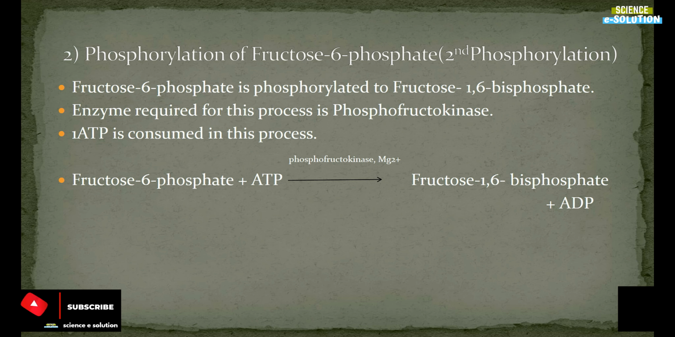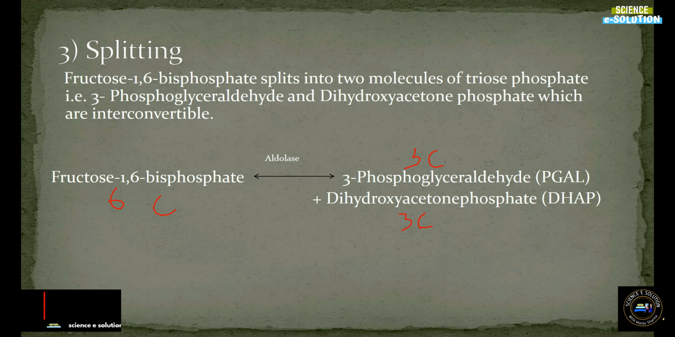Students, we are discussing the details of glycolysis reactions. Then the next and very important step is splitting. This fructose 1,6-bisphosphate splits into 2 molecules. This is a 6-carbon molecule which converts into 2 3-carbon molecules. This is phosphoglyceraldehyde, a 3-carbon molecule, and dihydroxyacetone phosphate, which is also a 3-carbon molecule.